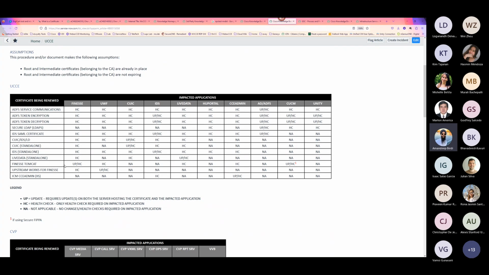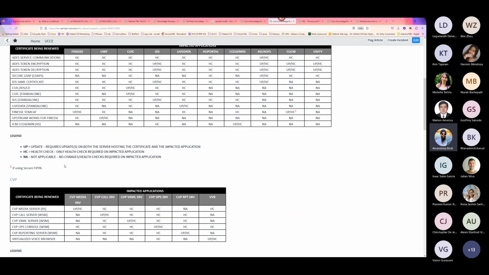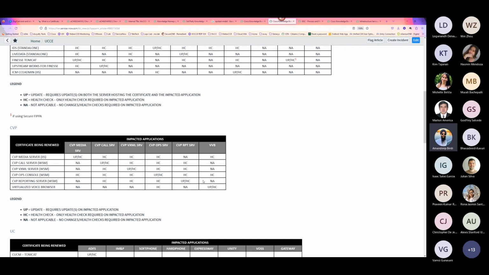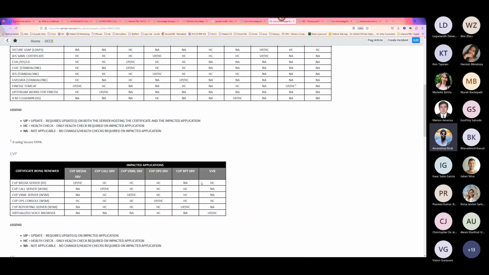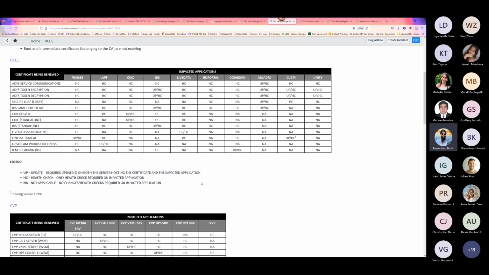The idea behind this KB is for somebody who doesn't know how far the web goes for a given cert, what the impact might be. You come here and look at it, and determine what type of health checks you need to perform and what applications you need to touch with those health checks.